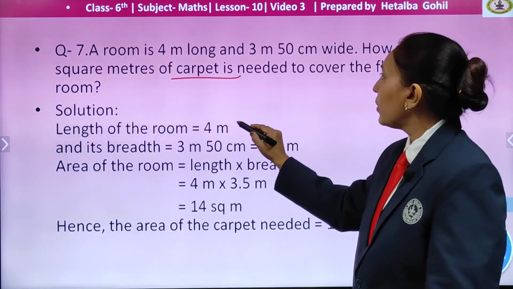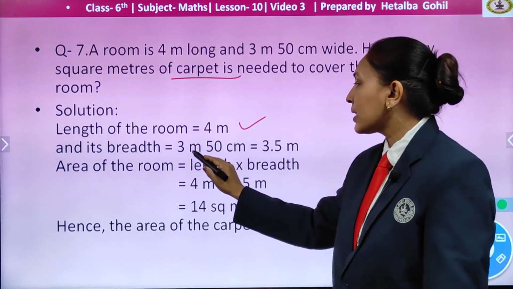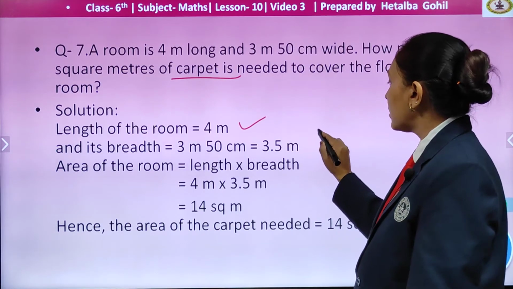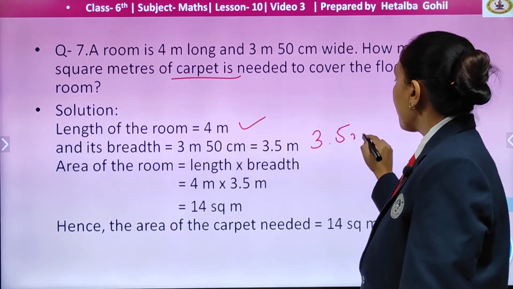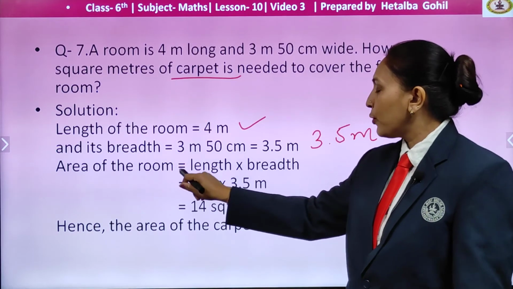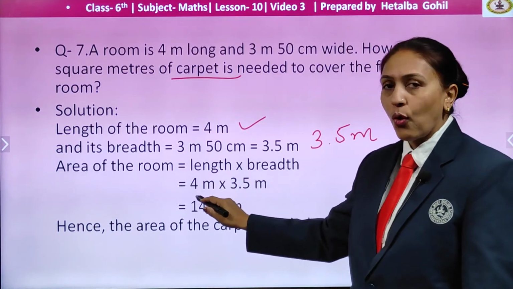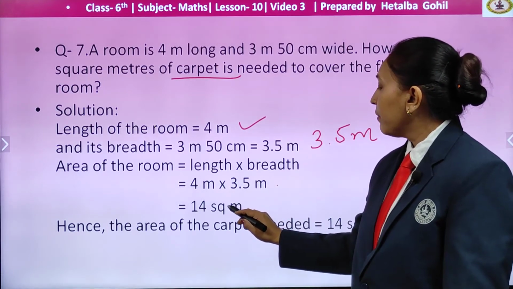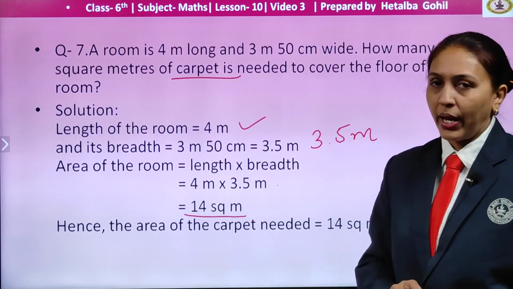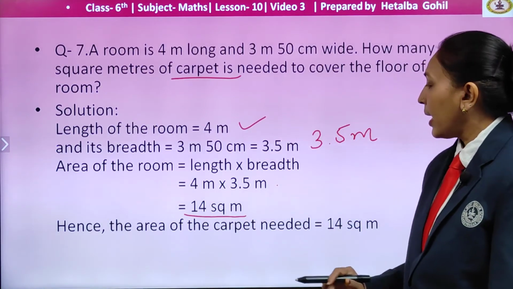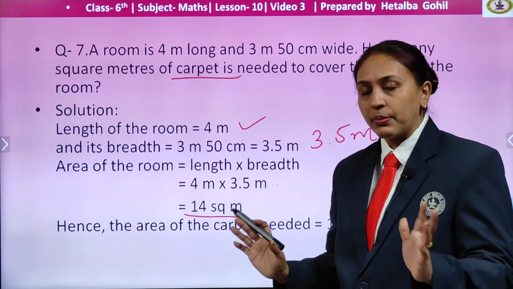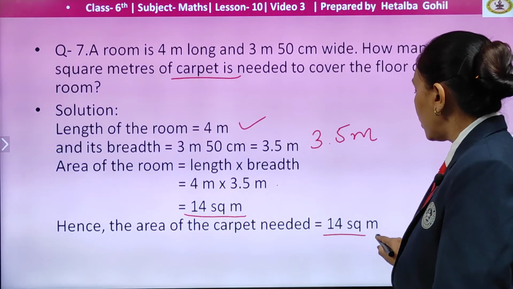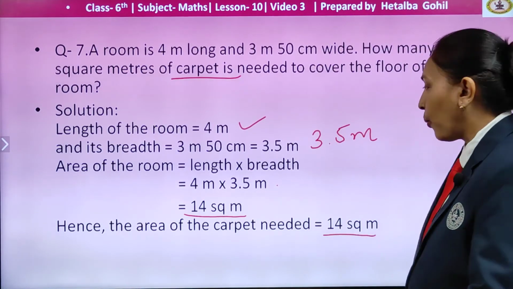The length is given to us as 4 meter and the breadth is given as 3 meter and 50 centimeter. If we convert both into meter, children, we get 3.5 meter. So the area of the room, that is length into breadth, is 4 into 3.5 meter. When we multiply, children, we will get 14 meter square as the area of the room. So as much as the room is, that much carpet is required. So the area of the carpet needed will be equal to 14 square meter.